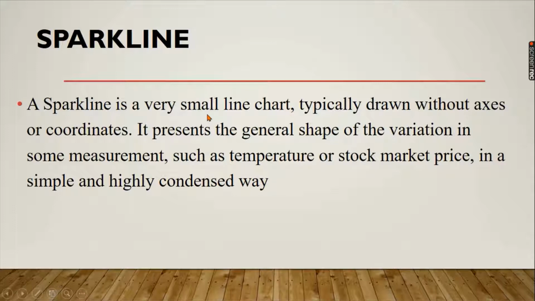A sparkline is a very small line chart typically drawn without axis or coordinates. There is no need for axis or coordinates, meaning x-axis, y-axis data, etc. It presents the general shape of the variation in some measurement such as temperature or stock market price in a simple and highly condensed way. Normally, sparkline charts are used to show different trends in stock market prices and temperature values and so on. So it represents a graphical picture in a small area, and that is called a sparkline.